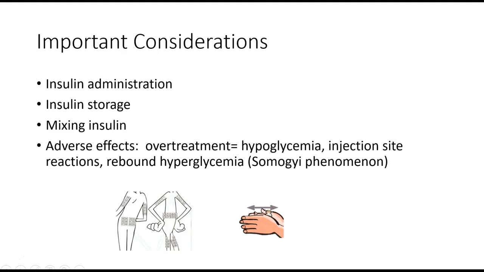This is where the patient actually experiences a drop in blood sugar or a hypoglycemia episode in the middle of the night, and then in response to that, the body increases the blood sugar, and by morning, they have a very high blood sugar. So that is the Somogyi phenomenon.